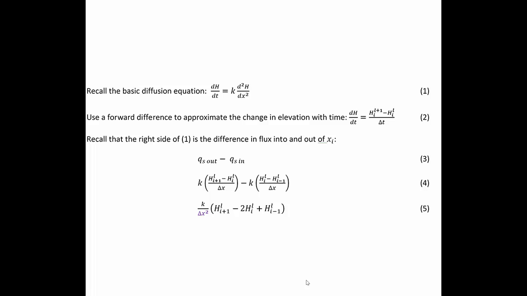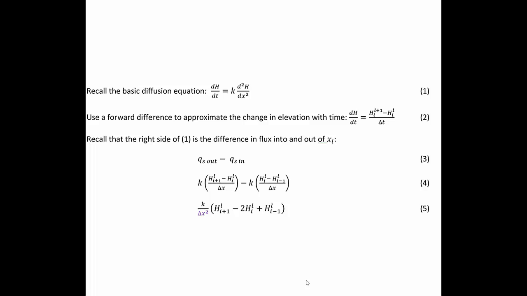Okay, so given all of that setup, now let's take our basic diffusion equation apart and turn it into a series of approximations. The first thing we're going to do is use a forward difference in time to approximate the change in elevation with time. So dh/dt is equal to the elevation at node i at time l plus 1 minus the elevation at that same node at time l, so that's just delta h, divided by the time over which that change occurred. So, a simple forward difference in time.